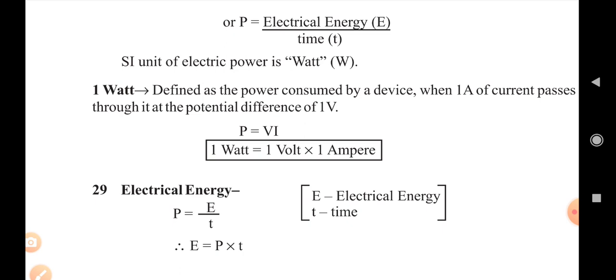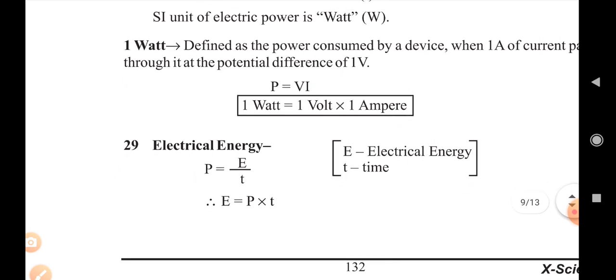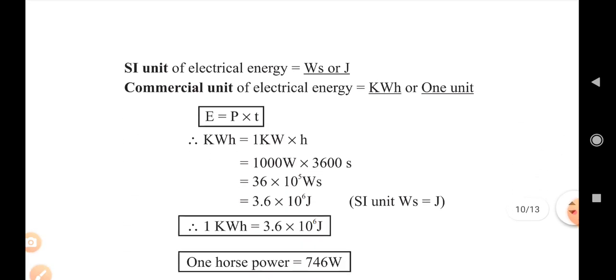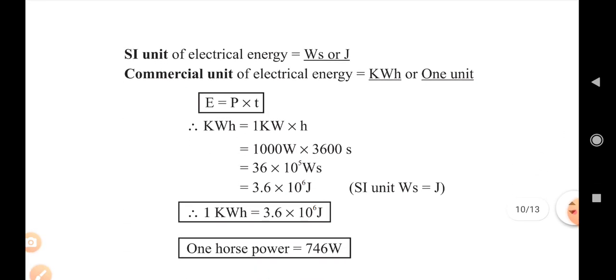Next, electrical energy. As power equals energy by time, therefore energy equals power into time. E represents electrical energy and T is time. The SI unit of electrical energy is watt second or joule. By this formula, the SI unit of power is watt and time is second, therefore watt second or joule.